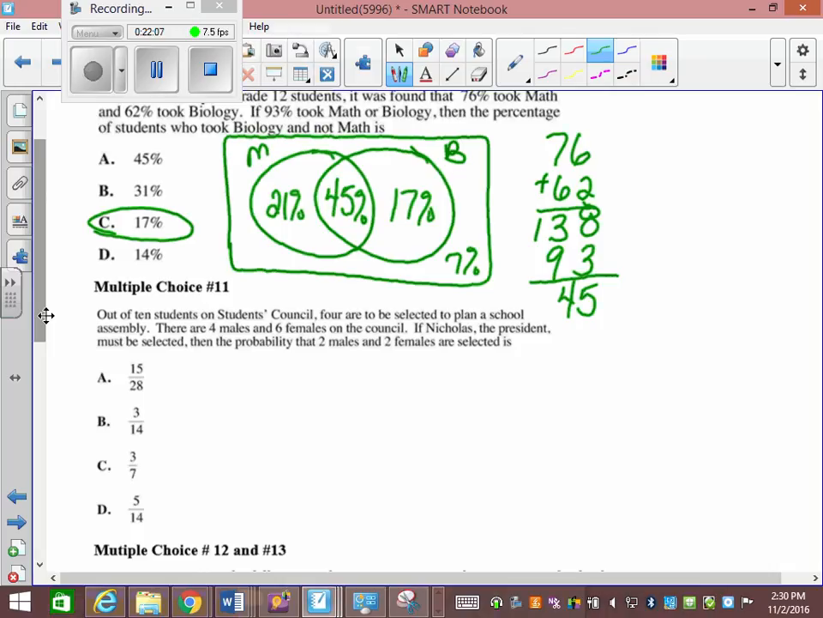Multiple choice 11 is a harder version of a question that I would normally give.